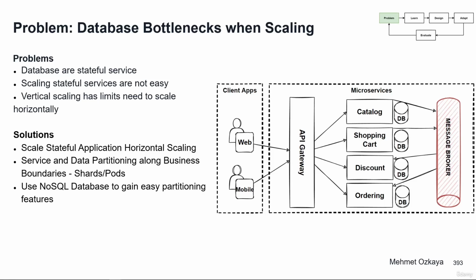As a solution, we can scale stateful applications with horizontal scaling. We can apply service and data partitioning along business boundaries, which are the shards and pods. And we can also use NoSQL databases to gain easy partitioning features in our microservice databases. But this time we face another important question when applying these solutions: how to choose the right database for microservices. In this section, we will cover this question and learn solutions from best practices and patterns. Before solving this question, we should understand the fundamentals of microservices data patterns and principles.